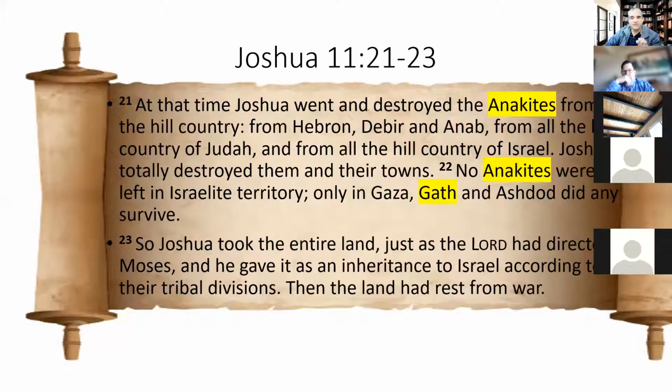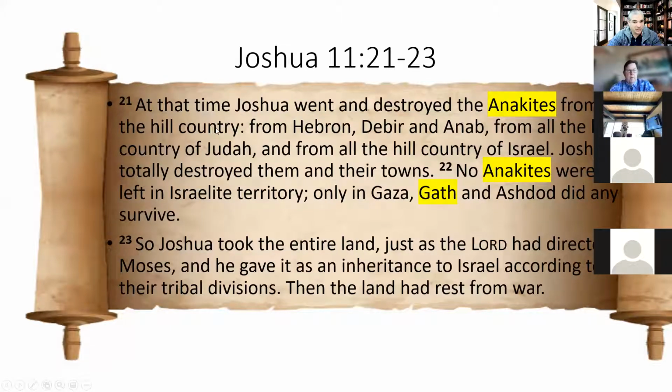When we read Joshua 11, verse 21, I want to talk about what we just spoke about the Philistines. This is a very big hint of what is about to happen. Okay, let's read this. At that time Joshua went and destroyed the Anakites. This is a mistranslation in the English Bible. In Hebrew it is Anakim, which means giants. It's not just the name of a nation. These are the giants from the hill country.